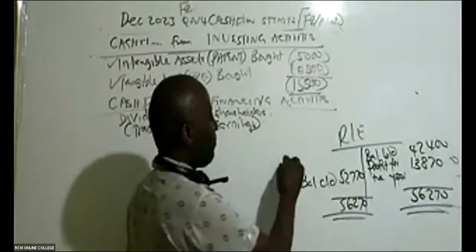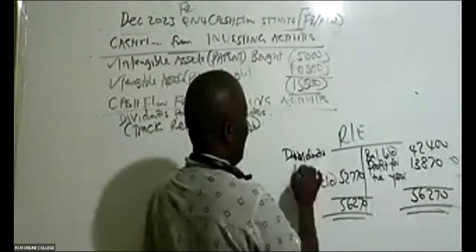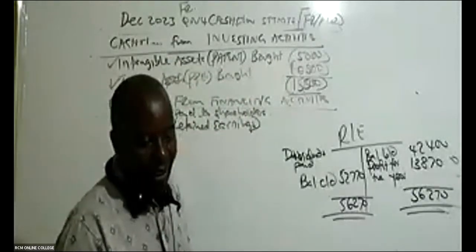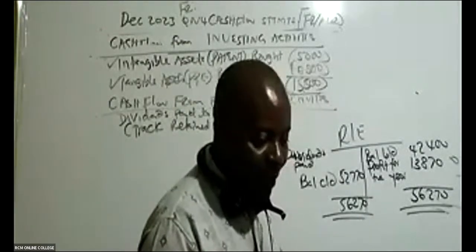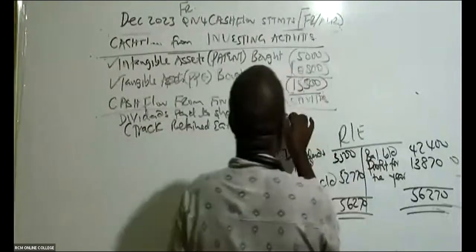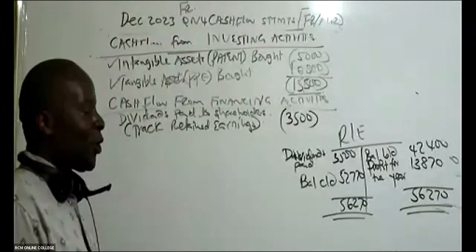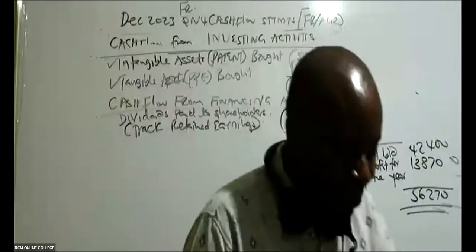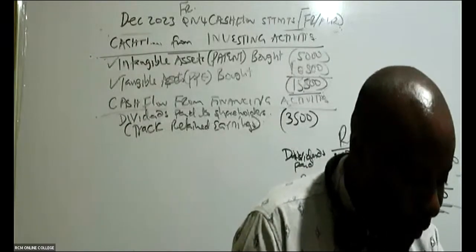So dividends paid. How much dividends were paid? 3,500, right? So that's the first thing that you do. Under financing activities, you must always remember to pay dividends to your main supporters. You must always remember to pay them dividends.